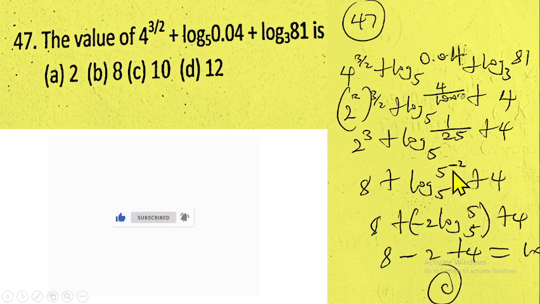Then this minus 2 can go to the front here according to the law of logarithm. So you have 8 plus open bracket minus 2 log 5 base 5 close bracket plus 4. Log 5 base 5 is 1. So 1 times minus 2 gives us minus 2 here, plus 4. 8 minus 2 is 6, plus 4, that gives us 10. So option C is the correct option for question number 47.